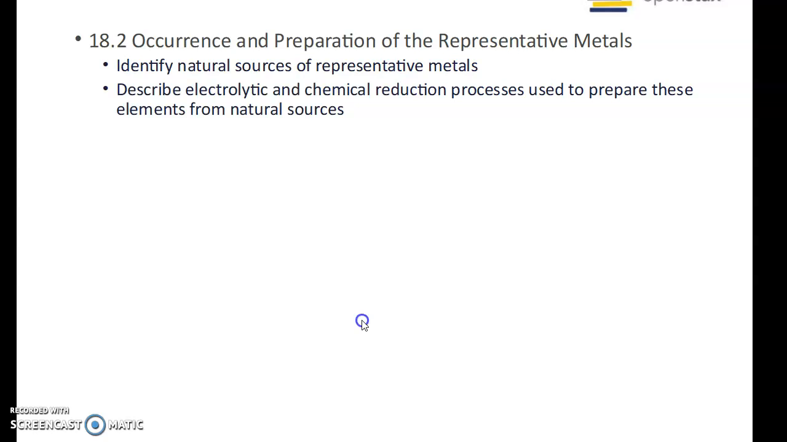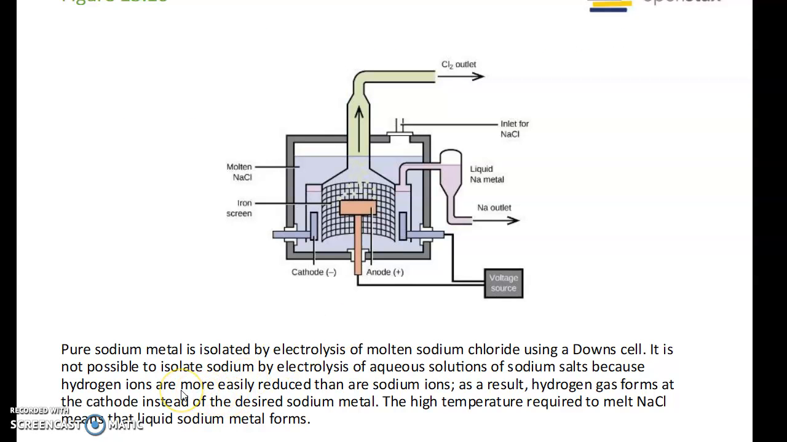The first one, of course, is sodium. The preparation is described here using a Downs cell, D-O-W-N-S cell. What they do is take sodium chloride salt and melt it. Then they have a cathode and an anode, and what is going to happen is you get liquid metal coming out on one part and chlorine gas coming out on another.